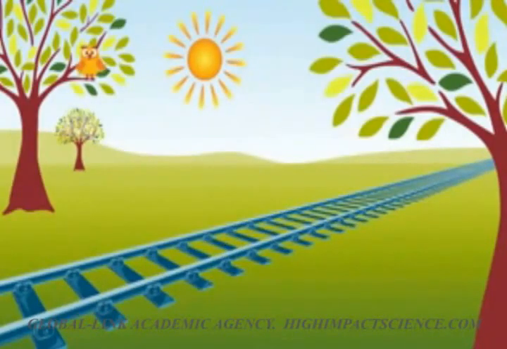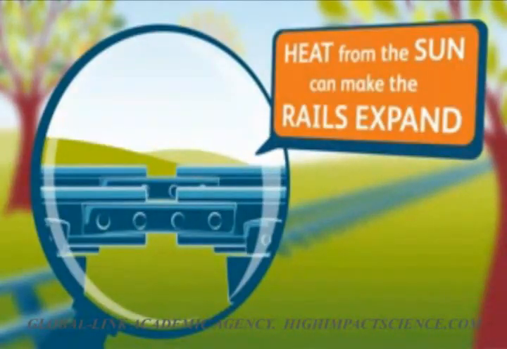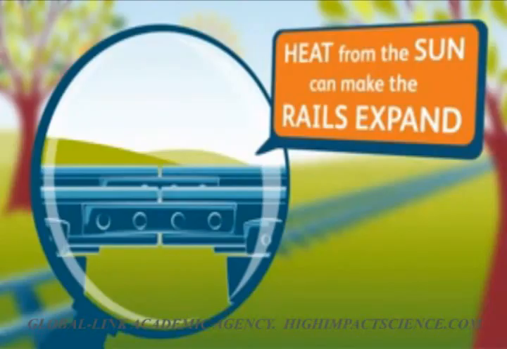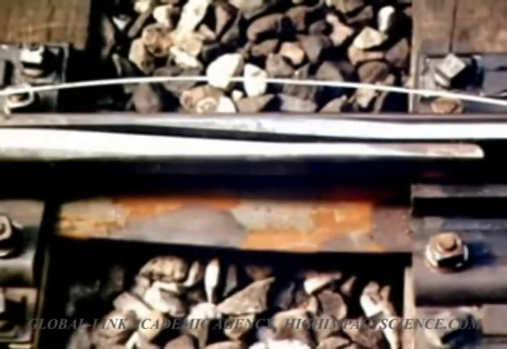Railway lines are constructed in sections held together by fish plates. The bolt holes are oval shaped to allow free expansion and contraction of the rails with changes in temperature. A more modern method of allowing for expansion in railway lines is to plane the ends of the rails so that they overlap.